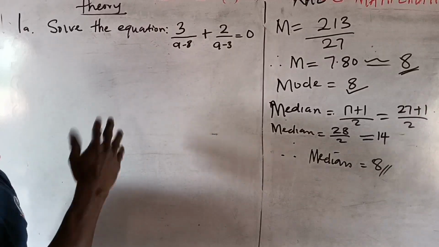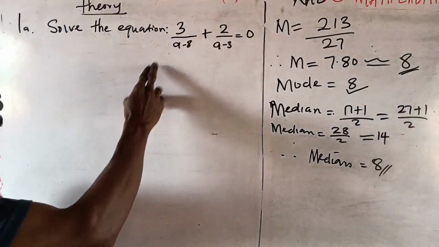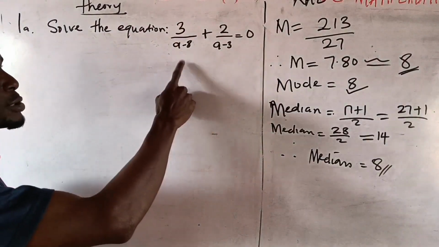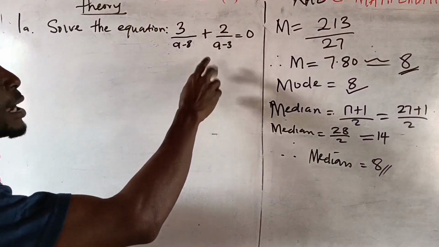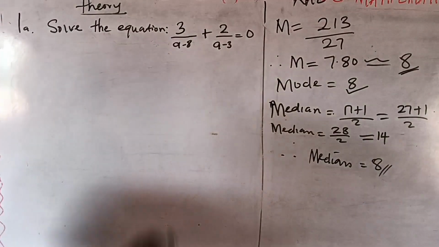Now let's check the theory part. 1a, solve the equation 3 over a minus 8 plus 2 over a minus 3 equals 0. Solution.